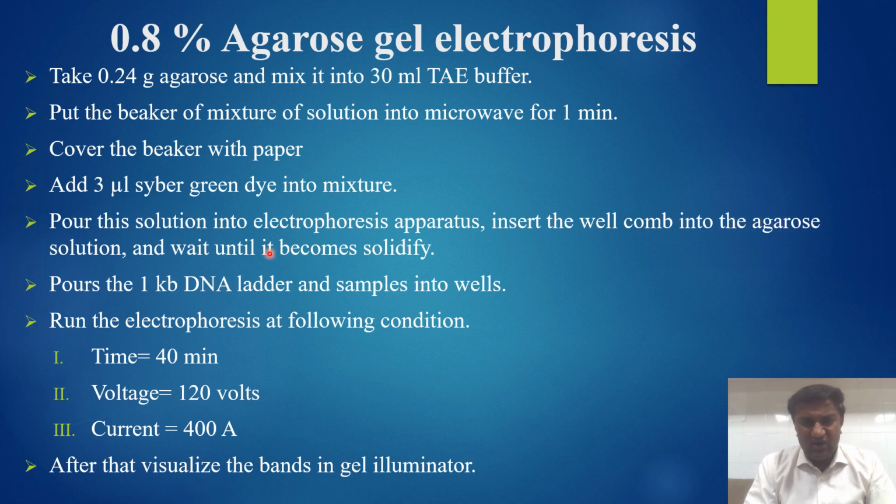Wait until it becomes solidified, then load the 1 kb DNA ladder and samples into the wells. Run the electrophoresis at the following conditions: time 40 minutes, voltage 120 volts, current 400 amperes. After that, visualize the bands in the gel illuminator.